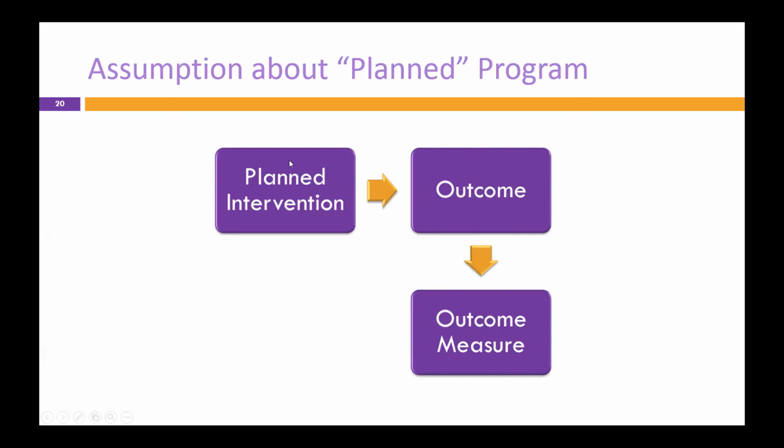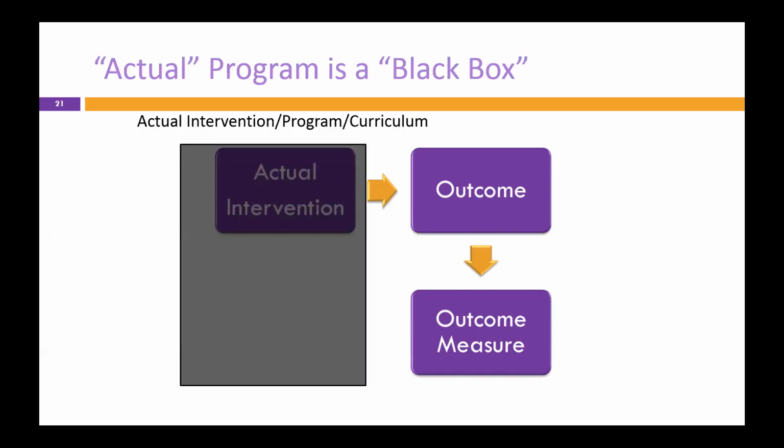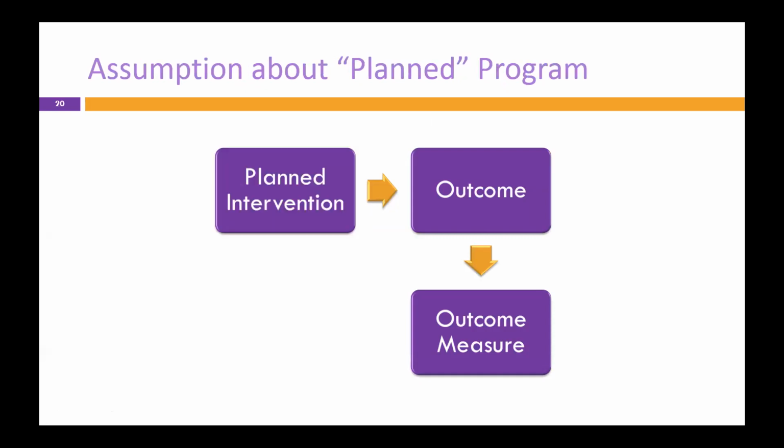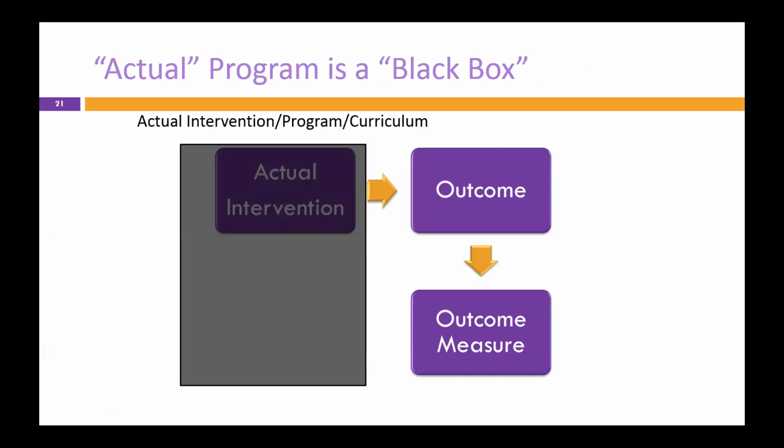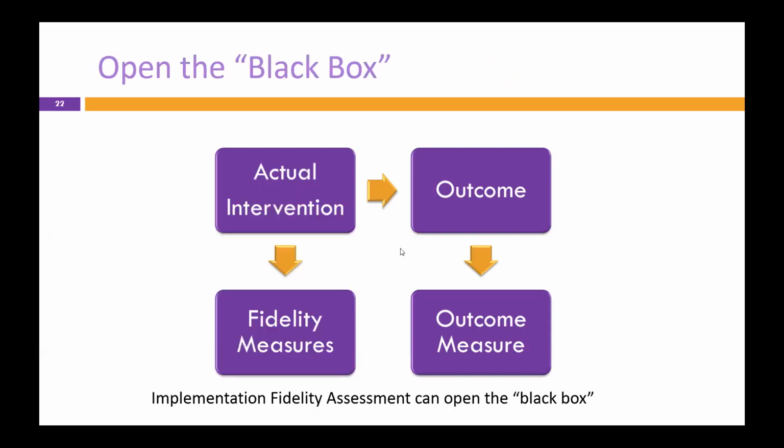Then once we know that's our outcome, it's, well, what are we going to do? What's the intervention, the curriculum, the activities? What are we going to do to actually move students on that outcome? The problem is the actual planned intervention is not the same as the actual intervention that students receive. We always talk about the actual intervention being a black box because oftentimes you don't know what actually occurred with respect to that program. So what I'm going to argue is, just like we operationalize the outcome with our outcome measure, let's actually operationalize the intervention with measures of implementation fidelity.